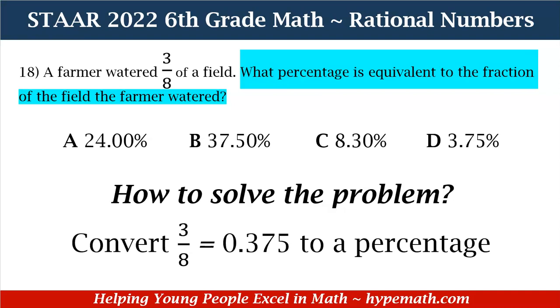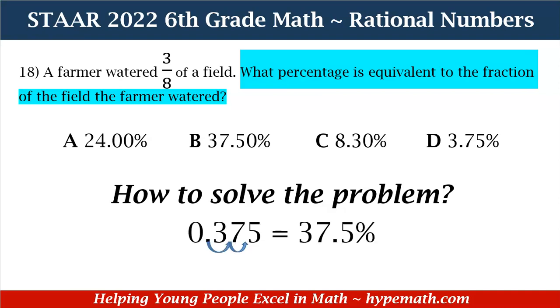Once we know that, how are we going to solve the problem? Well, we need to convert our decimal to a percentage, and we already know how to do that. We are going to move our decimal 2 places to the right, and we're going to add our percent sign. So 37.5% is the percentage of 3/8.